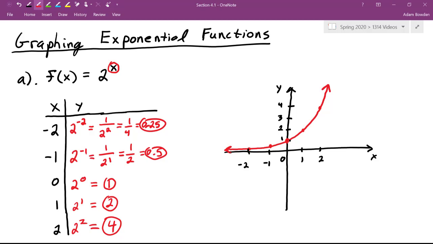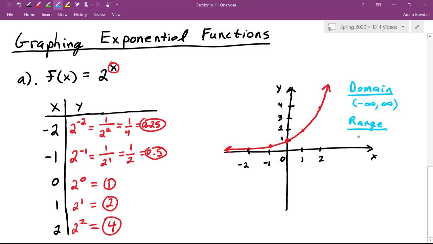So now we can say some things about our function. Specifically, we can talk about its domain, and we can talk about its range. The domain would be all real numbers. We can go from -infinity to +infinity.